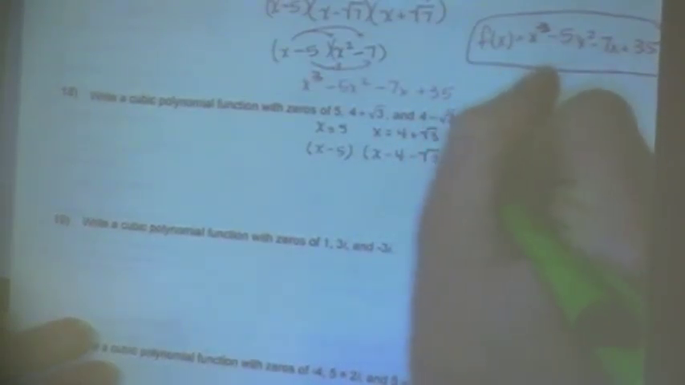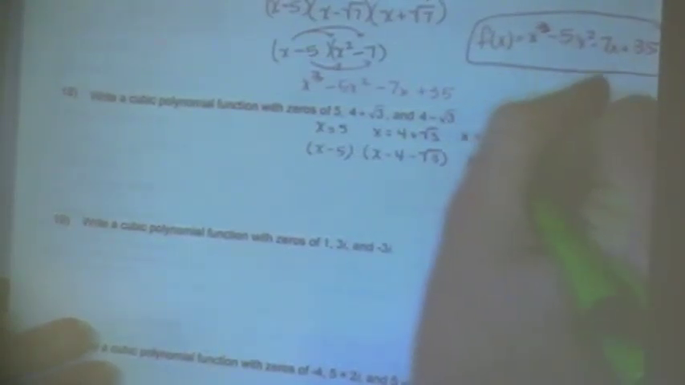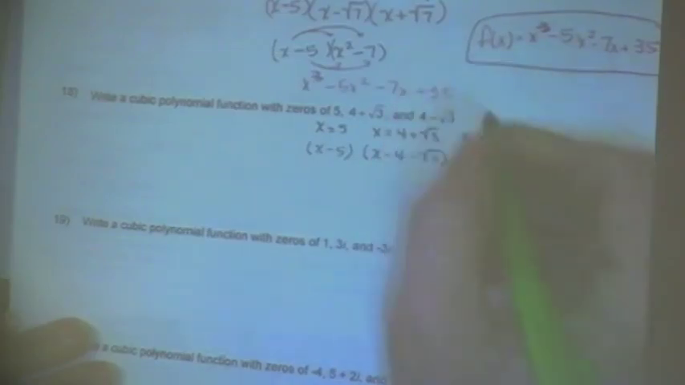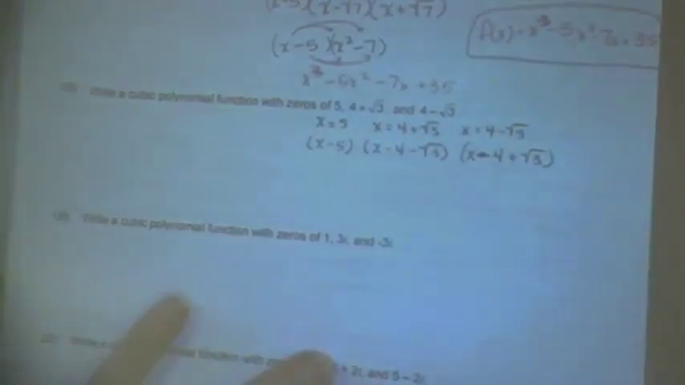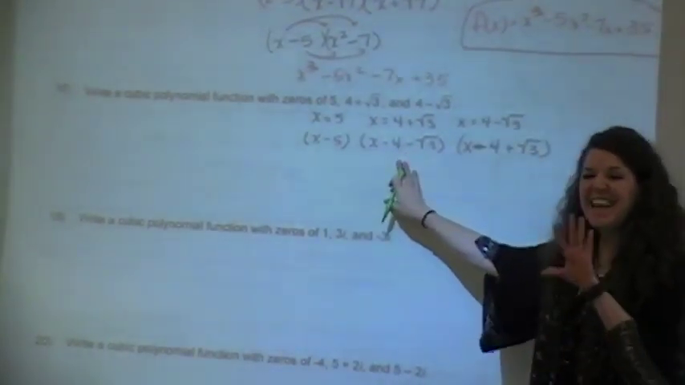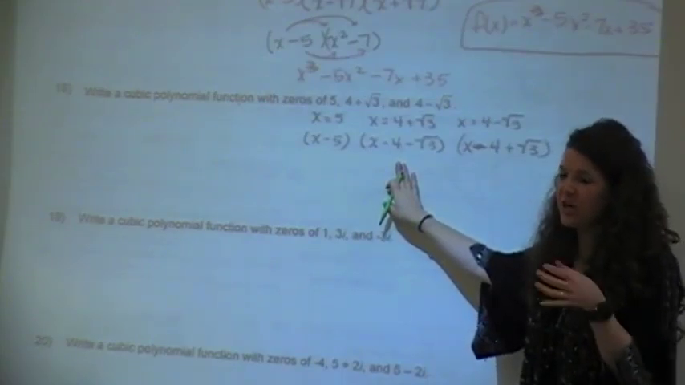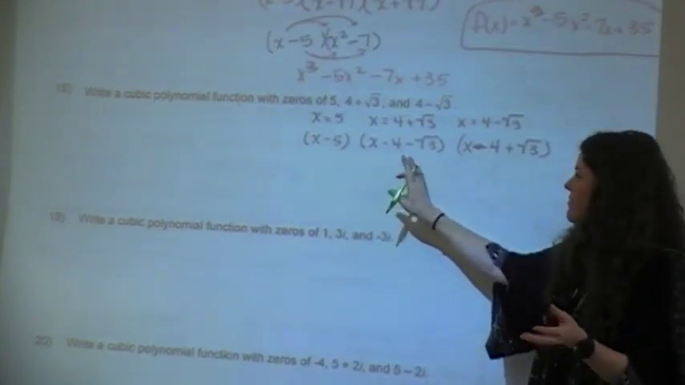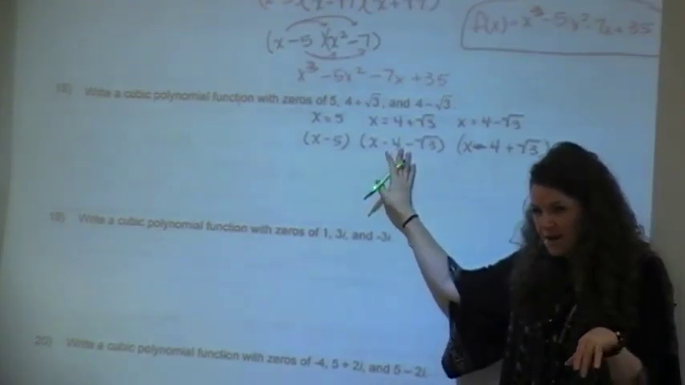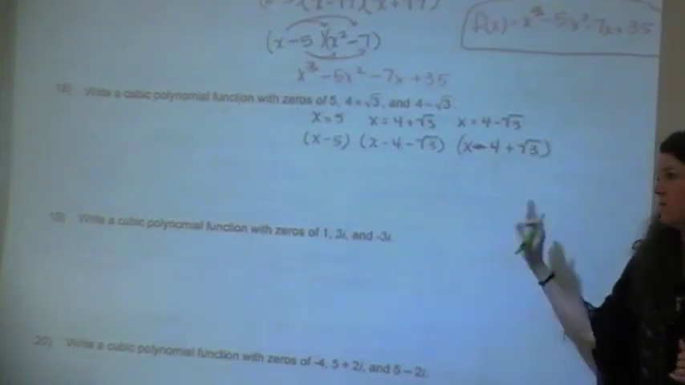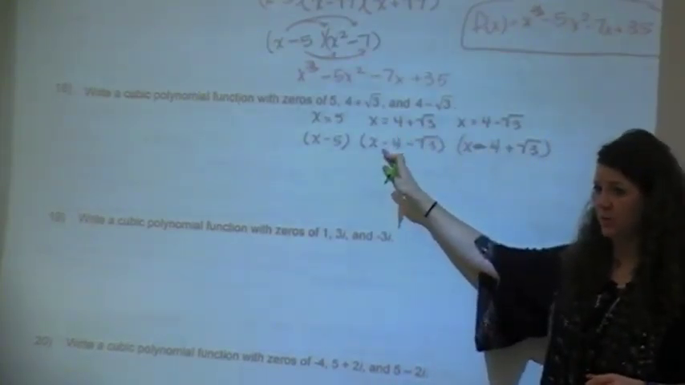So this is going to be x minus 5. This is going to be x minus 4 minus the square root of 3. This one's going to be x minus 4 plus the square root of 3. Now I would still start here, because even though they are not conjugates of each other exactly, they kind of are a little bit, and some things will cancel. So I'm still going to start with these two trinomials.